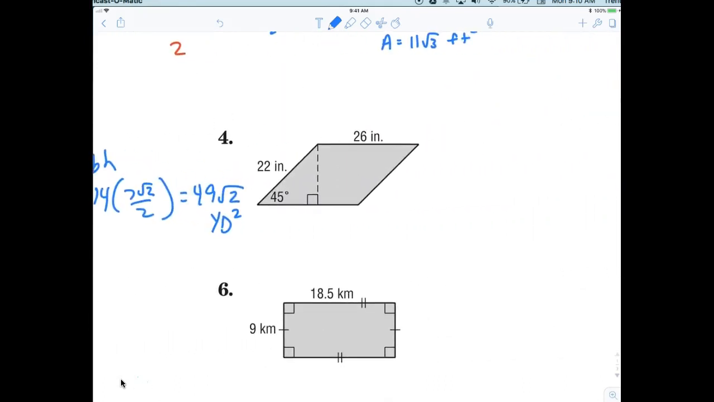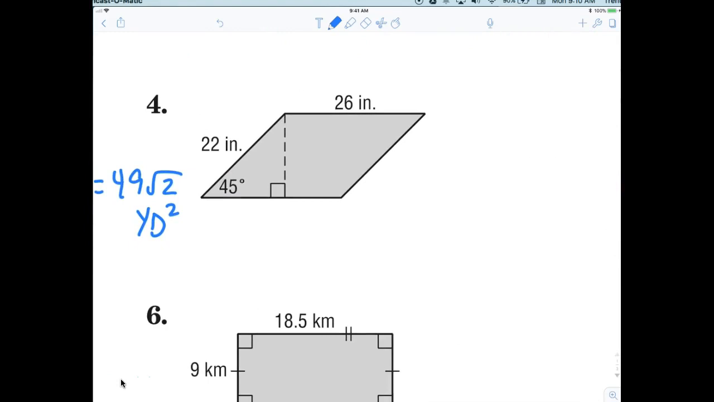Number 4, same principle. Divide by radical 2. So 22 radical 2 over 2, which is what? 11 radical 2. Everybody good with that? Yep, times 26, which would be 286 radical 2 inches squared. Everybody good with that? Yeah.